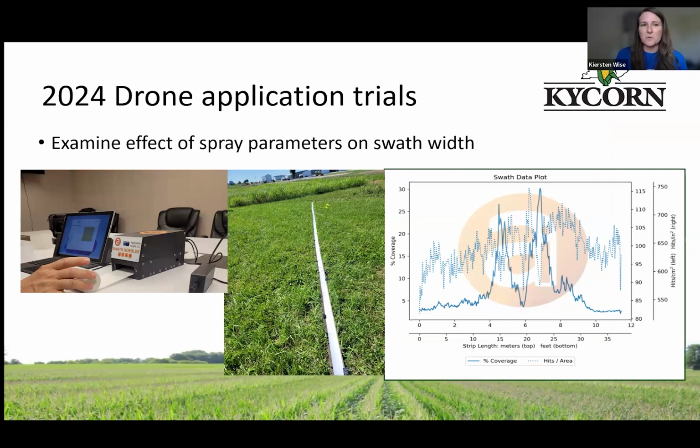One of the things we're doing is working with our ag engineers and the Kentucky corn growers. Darcy mentioned the swath gobbler. We have a lot of research using the swath gobbler now.